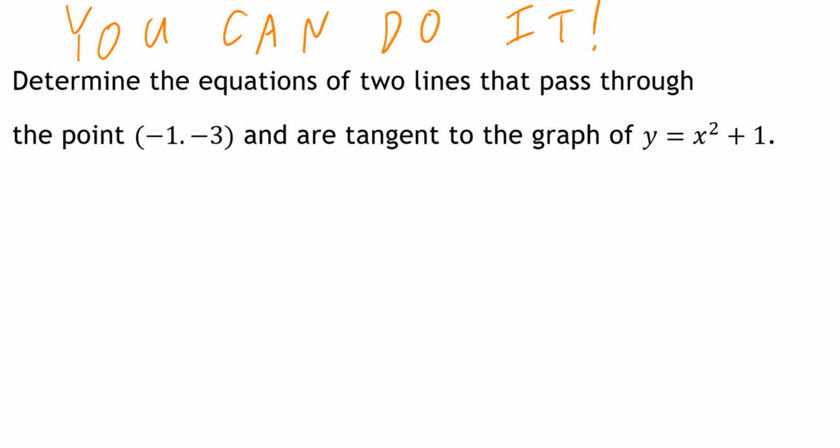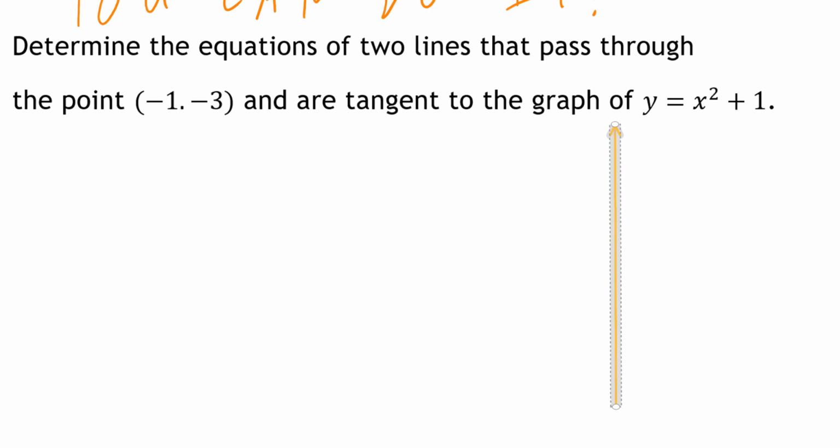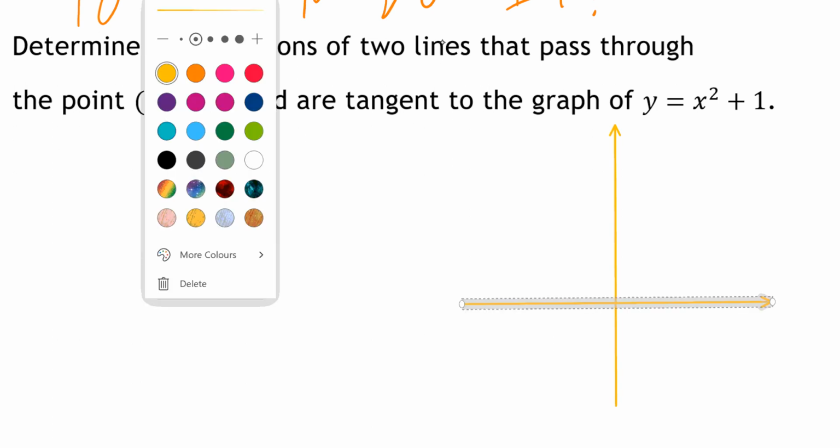Step number 1. Draw a diagram. If you think about this carefully, the first question is, how do we know there are two tangent lines and not one? And more importantly, are we going to get nice numbers? Is this going to be an approximation? Am I going to get exact numbers?